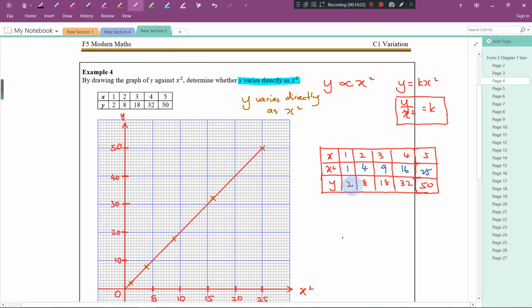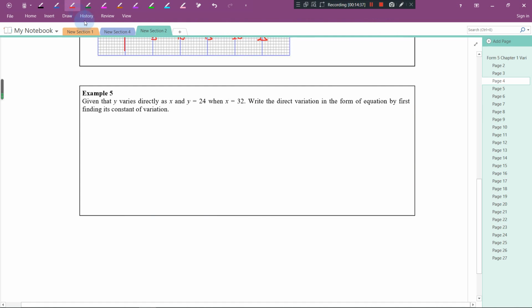We take y over x squared. Y over x squared, you get 2. Y over x squared, you get 2. All the same thing, right? So we can make a conclusion, yes, y varies directly as x squared. Okay, now let's try another example.